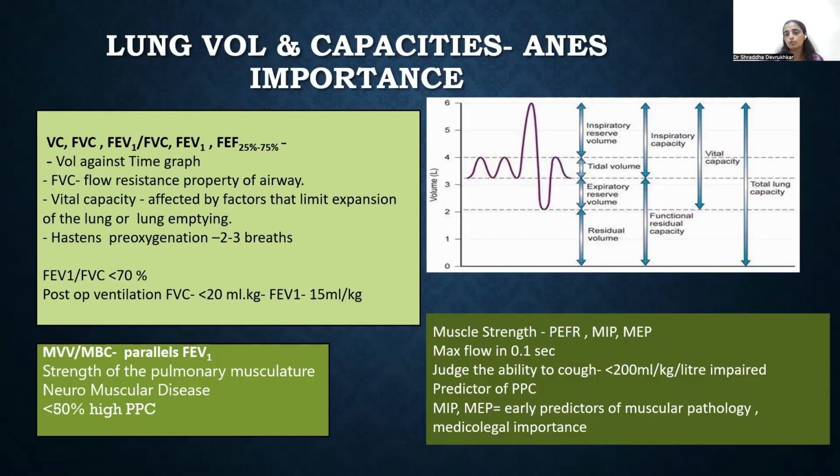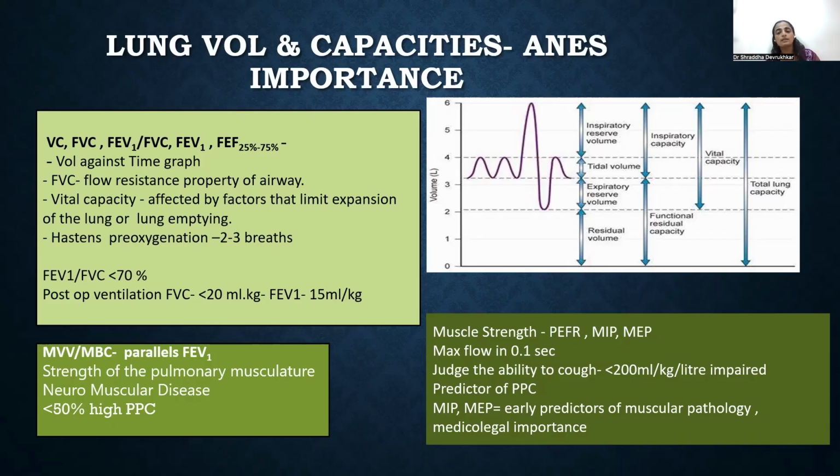Again, the peak expiratory flow rate, your maximum inspiratory pressure and maximum expiratory pressure, which range from minus 80 to plus 80 or 100 centimeters. It also tells you about the muscle strength and the maximum flow. These values can be taken in 0.1 second and they judge the ability to cough. So a PEFR less than 200 ml per kg per liter means an impaired cough reflex. Such patients will need some tracheal toileting postoperatively, some methods, or you may need to put in a tube or a tracheostomy to help with tracheal toileting. And this is also one of the important predictors of postoperative pulmonary complications.